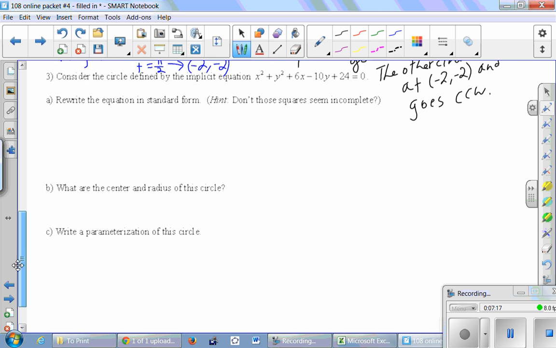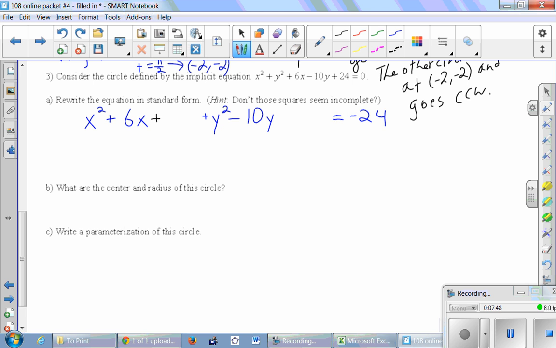3. Consider the circle defined by the implicit equation x squared plus y squared plus 6x minus 10y plus 24 equals 0. Rewrite the equation in standard form. Hint, don't those squares seem incomplete? That's exactly what I was thinking. So we're going to first group the x terms in the front, leave some space. We'll put the y terms next. And then I'm going to shove that 24 over to the right-hand side. It's harmless.